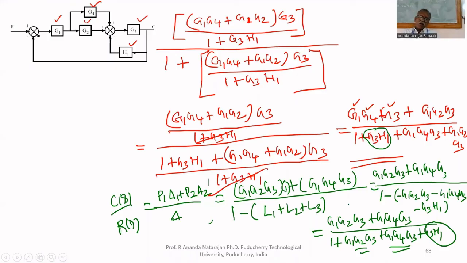The first method is called block diagram reduction. The second one is called signal flow graph. You have to convert the given block diagram into a signal flow graph, and then you have to obtain the mathematical model.